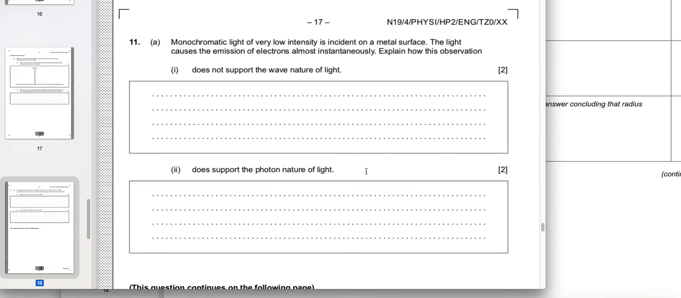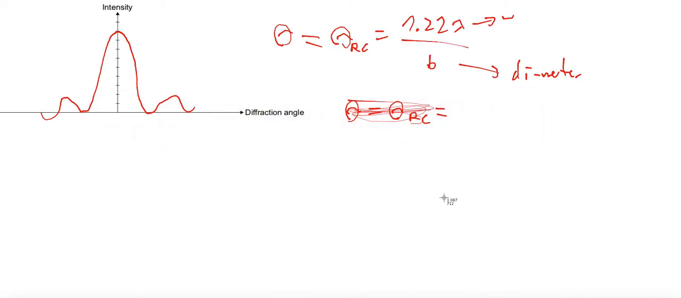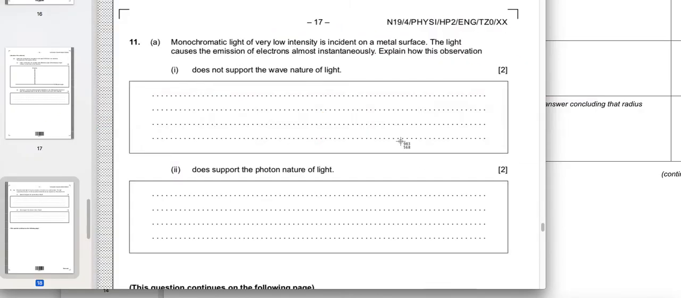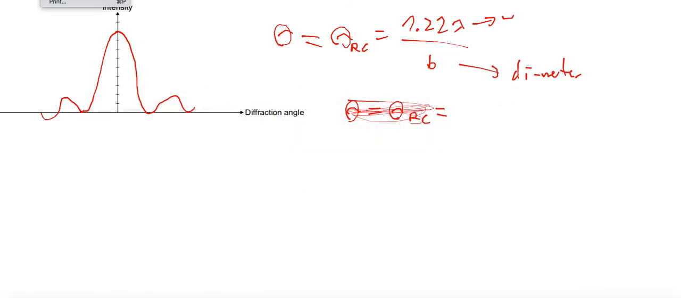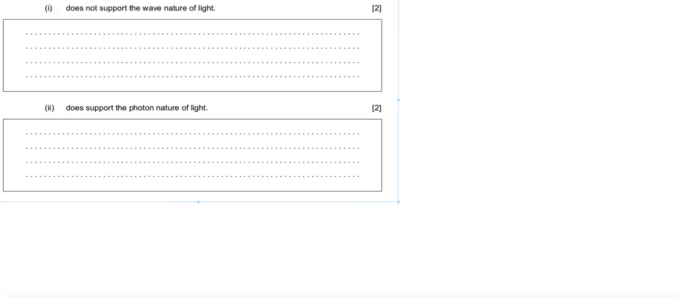Okay, exercise number 11. We have monochromatic light of very low intensity incident on a metal surface. The light causes the emission of electrons almost instantaneously. Explain how this observation does not support the wave nature of light and does support the photon nature of light. So let's focus on the first, does not support the wave nature of light. Okay, so let's imagine, oh wait, I have to copy this. And new page.